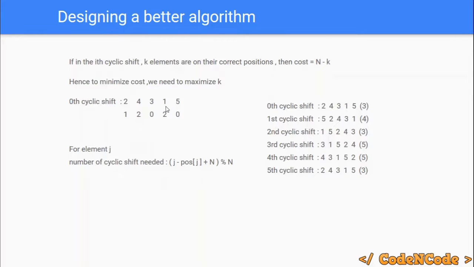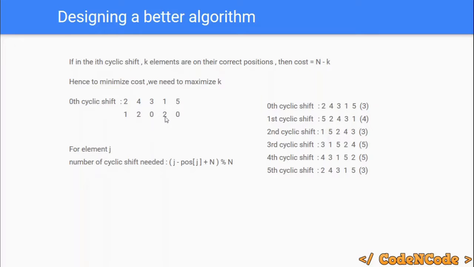But the problem is when for a number its correct position is before it. For example, for 1, its actual position is 4, but its correct position is 1. So 1 minus 4 is going to be negative, and we do not have a notion of negative cyclic shift. So to calculate the actual number of right cyclic shifts, you need to add n and then take the modulo of it. If j minus position of j is positive, then j minus position of j plus n modulo n will be equal to j minus pos of j, which is correct. If the result is positive, that means we are calculating correctly. That means we do not have to add n.